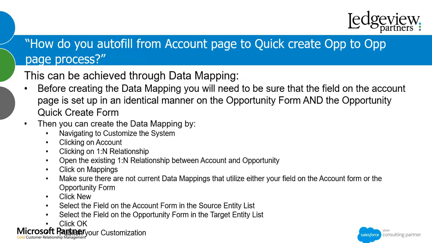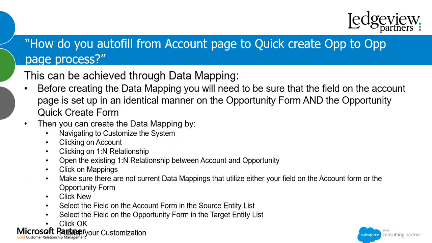Our next question is, how do you autofill from an account page to create an opportunity, and into the opportunity page itself? This is a great question. This can be achieved through data mapping. But one thing to note before actually creating the data mapping, you want to make sure that the fields of the account page or account form are identical to the opportunity and opportunity quick create form. So if you have an option set, you want to make sure you have the same option set in the opportunity form and the opportunity quick create form. If they're different in any way, the data mapping will not work.